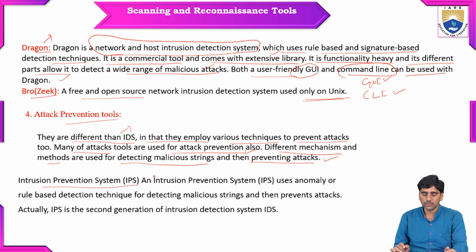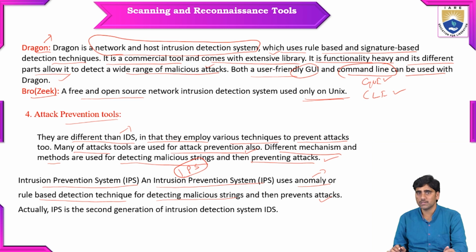So intrusion prevention system is one of the techniques for preventing intrusions. It uses anomaly or rule based detection techniques for detecting malicious strings and then prevents attacks. So it identifies malicious strings, then prevents them.